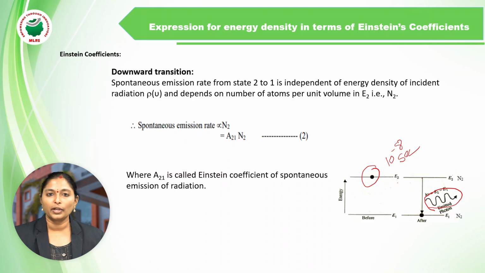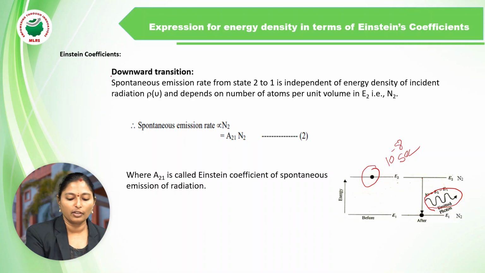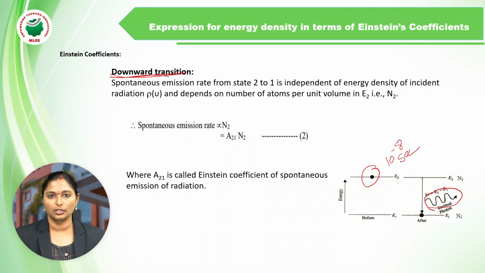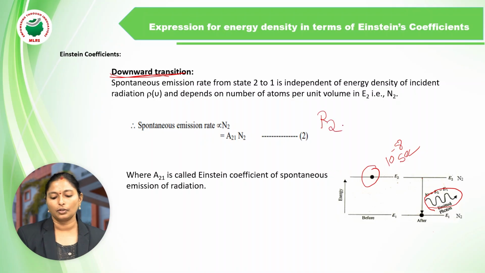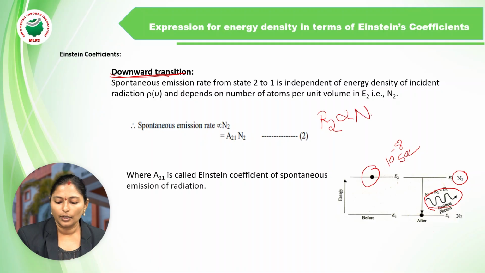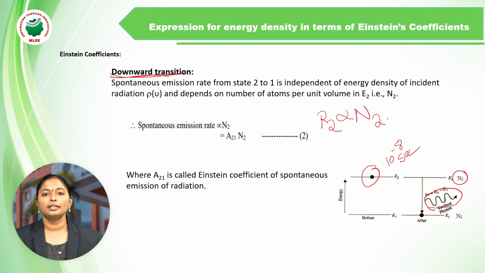Whereas in spontaneous emission, the process is from second level to first level. That's why we are going to call these downward transitions. Here N1 is the number of atoms in the ground state and N2 is the number of atoms in the excited state. Now, the spontaneous emission rate we are going to call R2. The spontaneous emission rate R2 depends only on the number of atoms in the excited state.